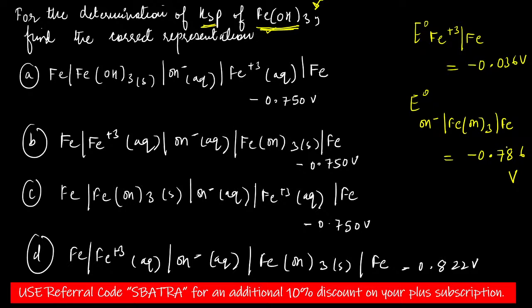Sonia is going with B. What about others? Let's take 30 more seconds for this question. In the options also, all values are negative. This is minus 0.750, minus 0.750, minus 0.750 and minus 0.822 volts. Yes, all values are negative.